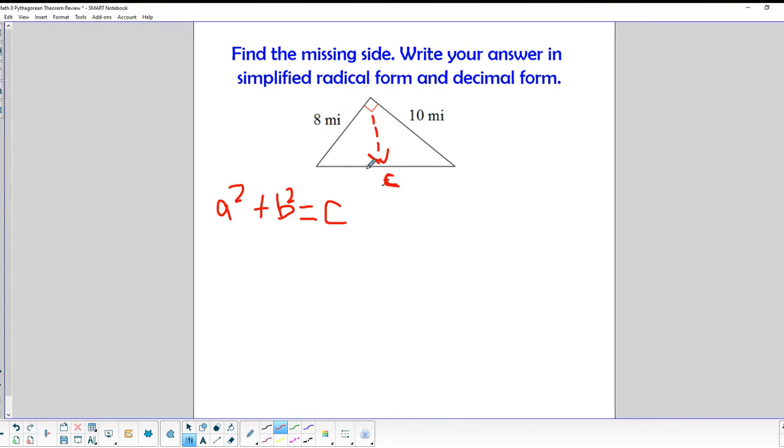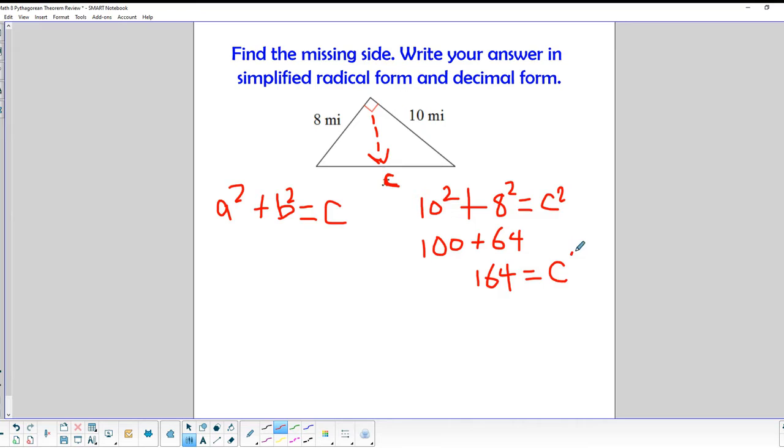So in this particular case, the first type of problem that we did was we wanted to find c, or the hypotenuse. So basically, we just put the numbers that they gave us for the two legs. So 10 squared plus 8 squared equals c squared. Then we squared the two legs. That gave us 100 plus 64. Then we added them together and we got 164. And all of that continues to equal c squared.